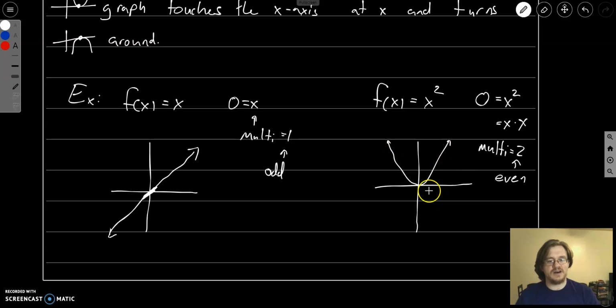So in fact, we already knew that at this 0 the graph will come down, touch the x-axis, and turn around and come back. It's not going to cross over. And again, we can see this if it is odd or even.